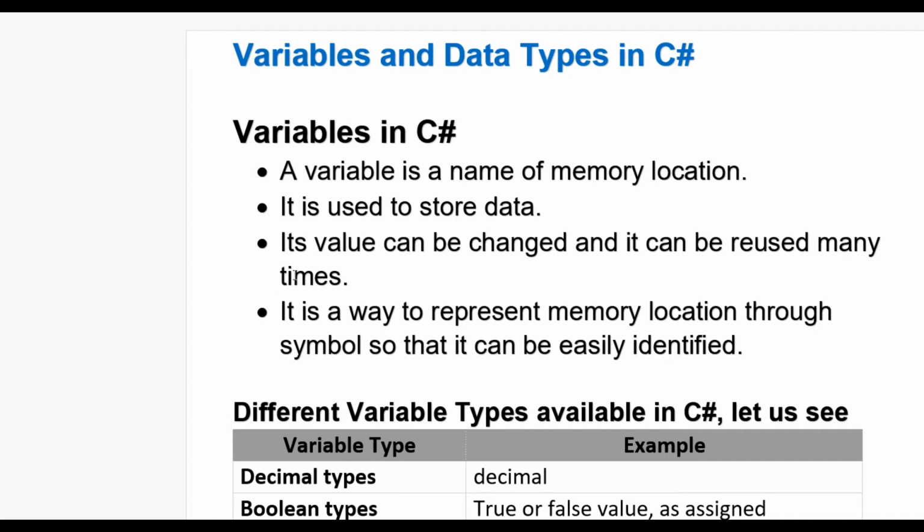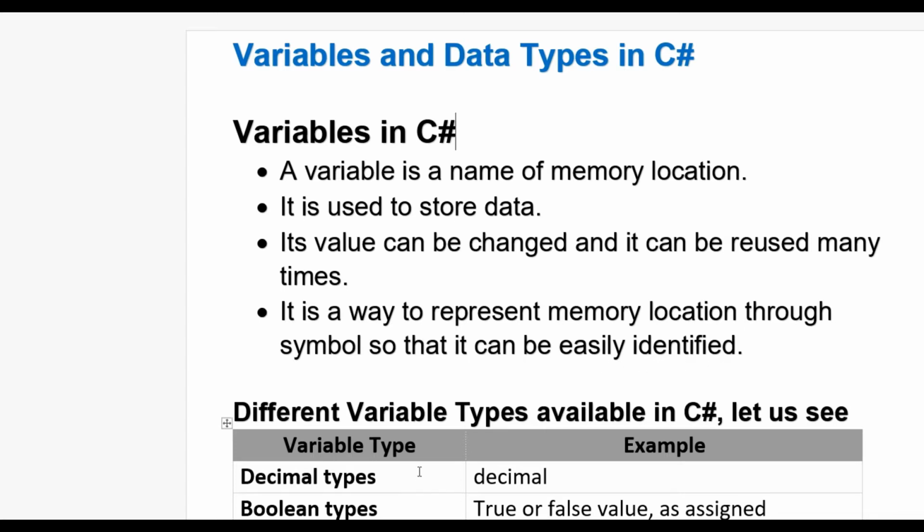Hello guys, today we learn what are variables and data types in C Sharp. Let us see, what is a variable in C Sharp? A variable is a name of a memory location and it is used to store data. Its value can be changed and it can be reused as many times as you want. It is a way to represent a memory location through symbols so that it can be easily identified.